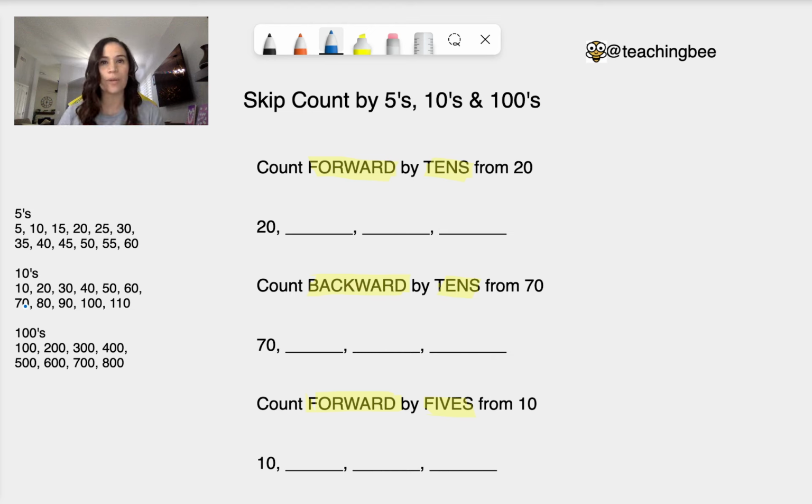All right, so let's do a couple of examples. We're going to go forwards and backwards and see where we can go as far as skip counting. All right, so we have count forward. So we're going to count up by 10's from 20. So we're going to start with number 20. We're going to count forward by 10's. So 20, the next number would be 30, and the next number would be 40, next number would be 50.